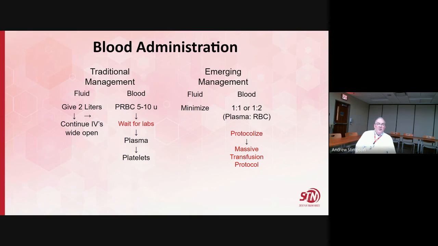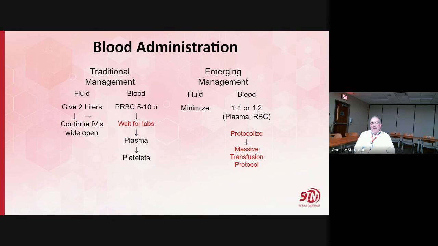So blood administration, the traditional or historic way we used to do it, we give 2 liters. The blood pressure was down, we give 2 more liters. Then we give packed red blood cells. After we got to about 10 units of packed red blood cells, we check labs and then give plasma according to what your PT and INR were, and we give platelets according to what your platelet count was. That didn't turn out too well. Patients were very edematous. We now say we're going to minimize the crystalloid and go much more quickly to blood product resuscitation. And we try to go with fresh frozen plasma, platelets, and RBCs.